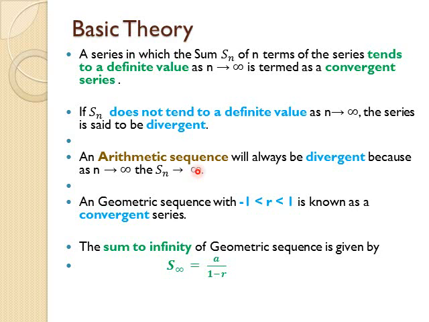Right? Now, do you know that we have a convergent series, a geometric series, where the value of r, my common ratio, is less than 1 but greater than minus 1, is known as a convergent series. If it converges, we can find the sum to infinity, meaning as we continue adding, we're going to end up with a definite value, only a specific value. The sum to infinity of a geometric sequence is given by S infinity equals a divided by 1 minus r.